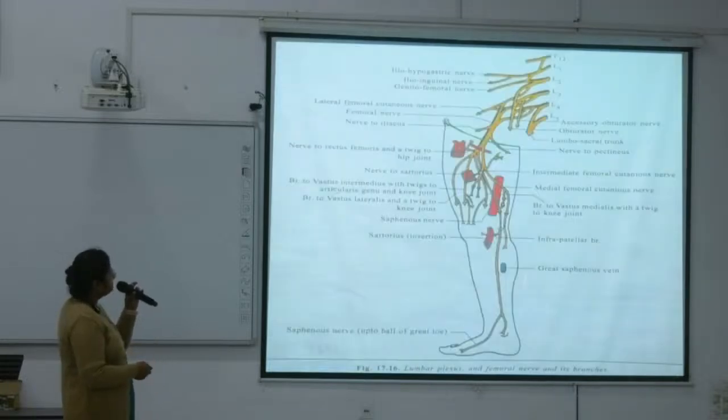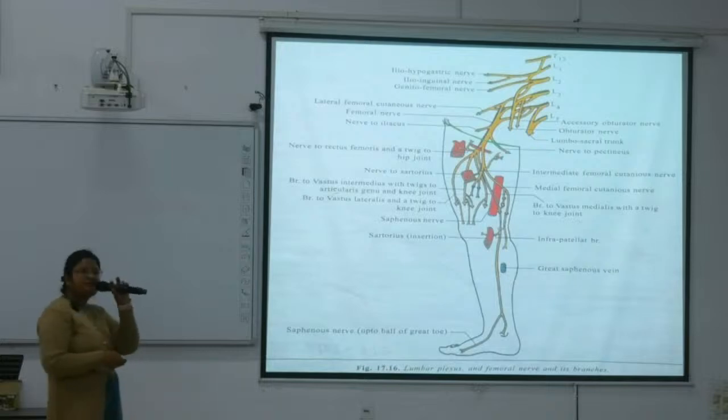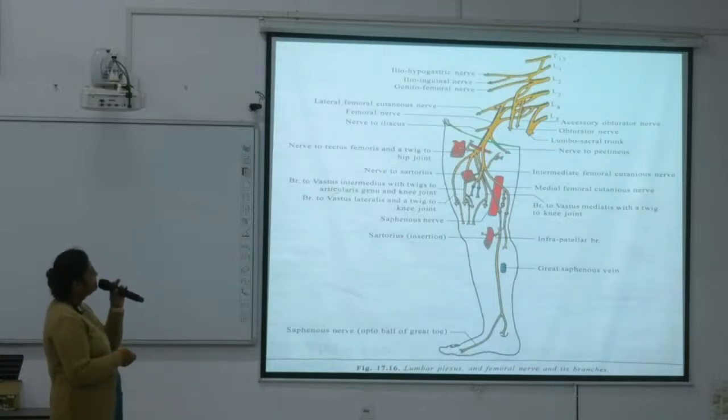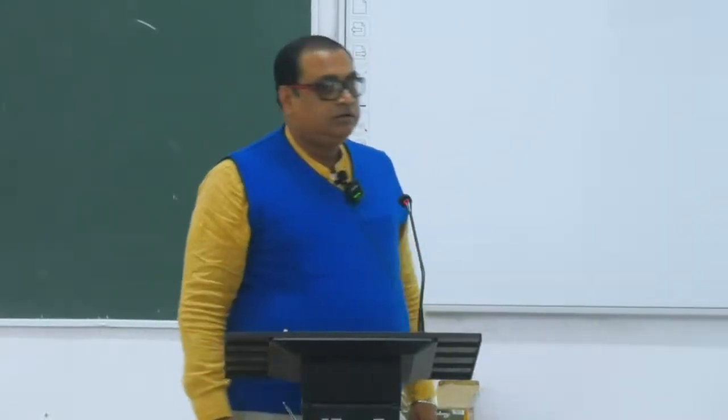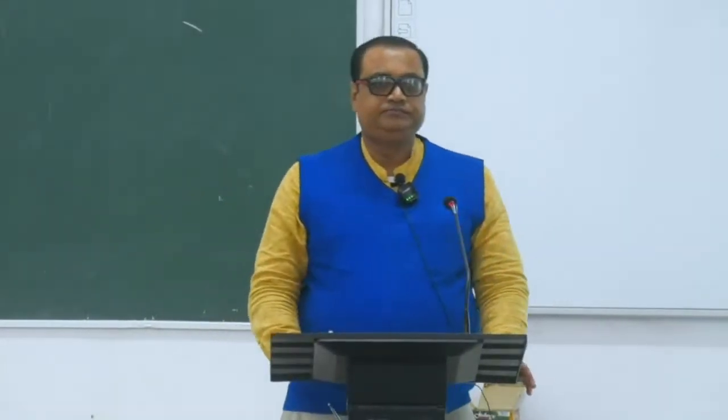Next, different nerves and its different branches. Branch 2 is vasti, different vasti from the posterior division. Next, okay, that's all.